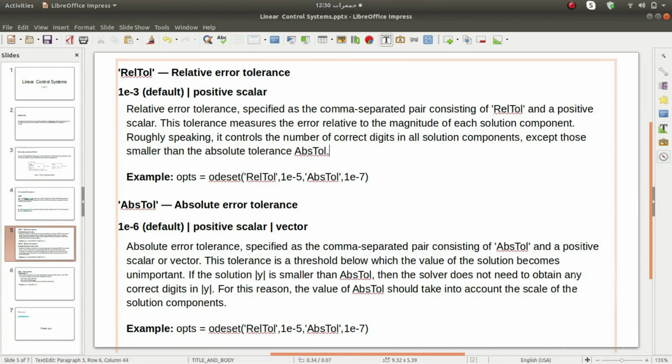By default it is 1 exponent minus 3, but we can also change this value to avoid unnecessary or very small answers in our solution. Absolute tolerance is defined as the threshold below which the value of the solution becomes unimportant. It is the least value which we can consider for our possible solution. By default it is 1 exponent minus 6, but we can change it according to our requirements.